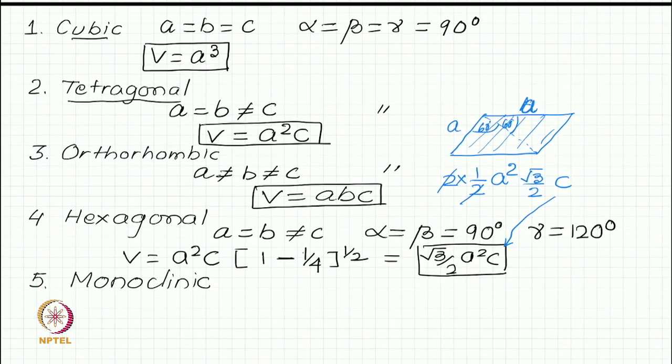Monoclinic also we can find, monoclinic is also not that bad. It is like hexagonal, but none of the sides are equal. Two angles are again 90 degree. So, that is the good thing about it. Only thing is that gamma is now arbitrary. So, you will find the volume as a function of gamma.